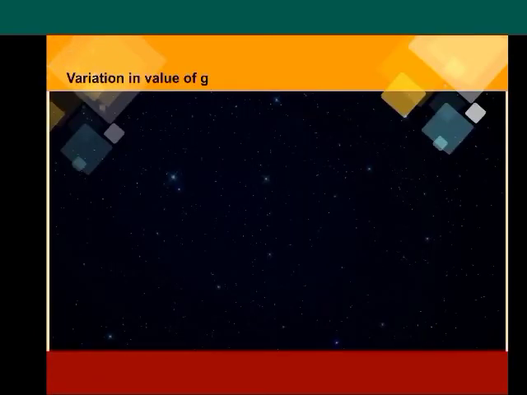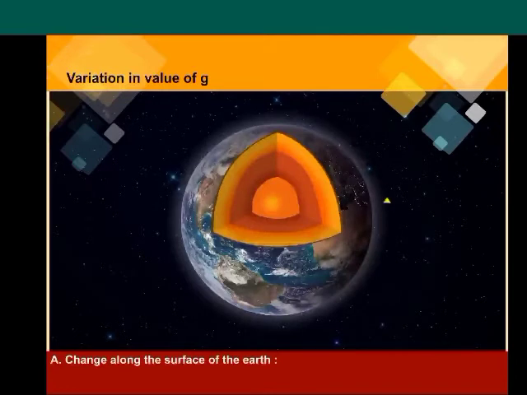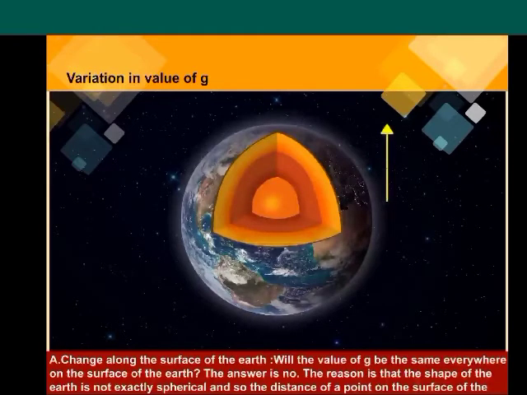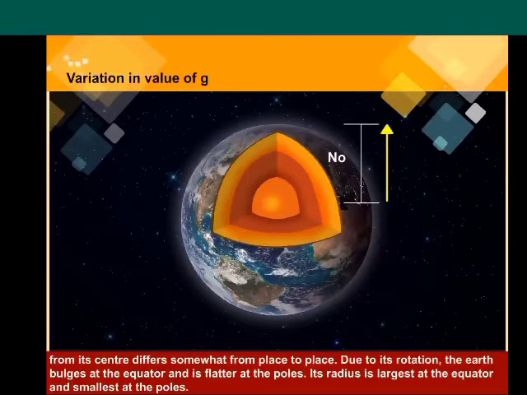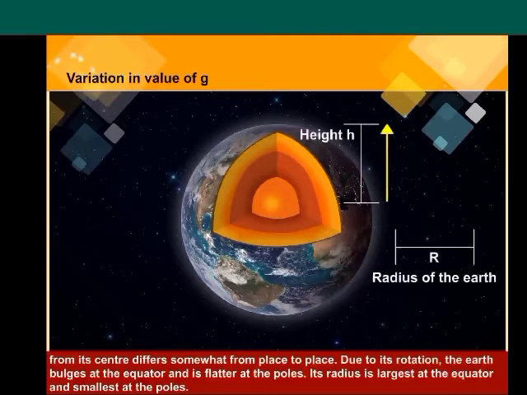Variation in value of g. Point A. Change along the surface of the earth. Will the value of g be the same everywhere on the surface of the earth? The answer is no. The reason is that the shape of the earth is not exactly spherical, and so the distance of a point on the surface of the earth from its center differs somewhat from place to place. Due to its rotation, the earth bulges at the equator and is flatter at the poles. Its radius is largest at the equator and smallest at the poles.